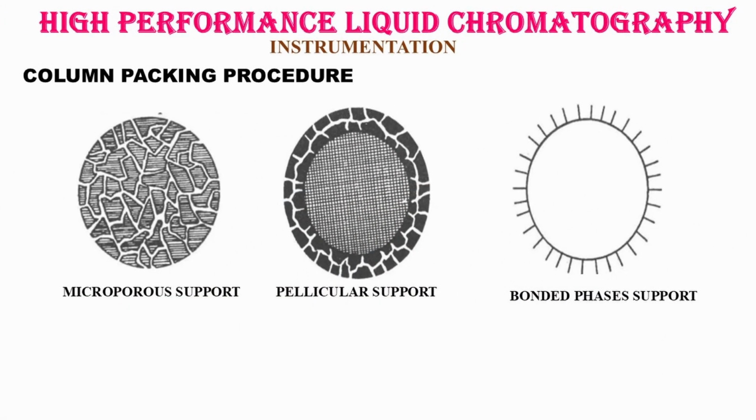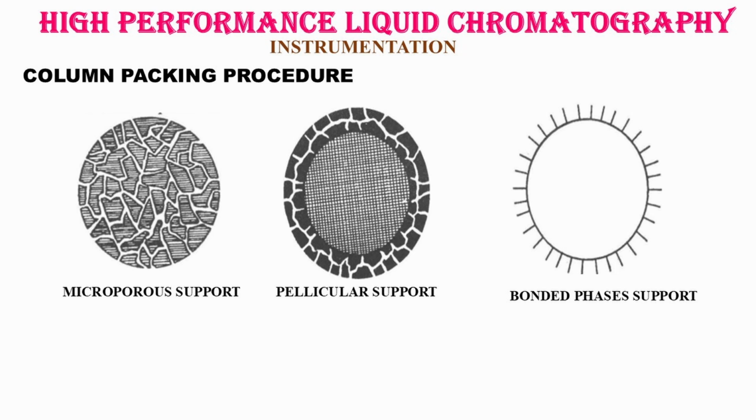There are three forms of column packing material available based on the rigid solid. The first is microporous supports, where micropores ramify through the particles. These particles are generally 5 to 10 mm in diameter. The second one is pellicular supports, which consist of a solid inert core onto which are coated several porous particles. These supports are therefore superficially porous. The third packing material is bonded phase, where the stationary phase is chemically bonded to an inert support.